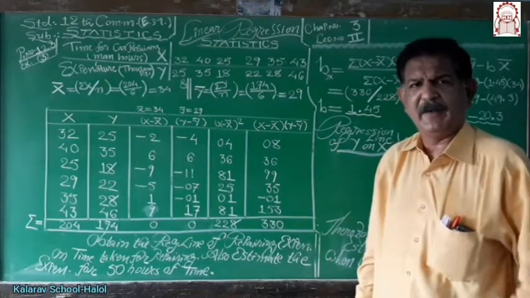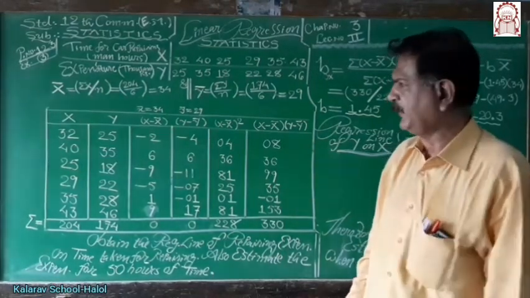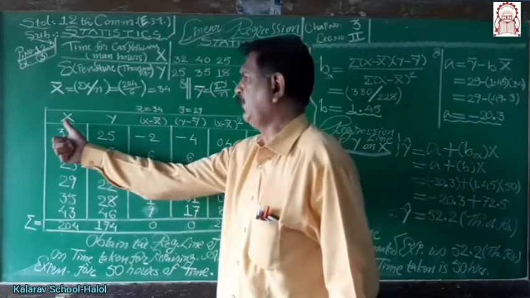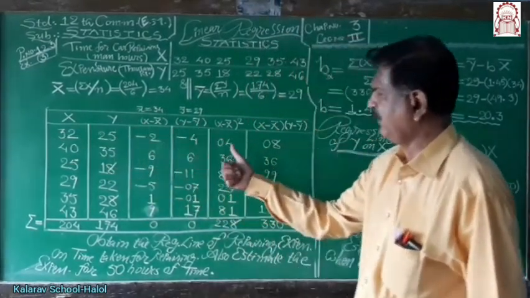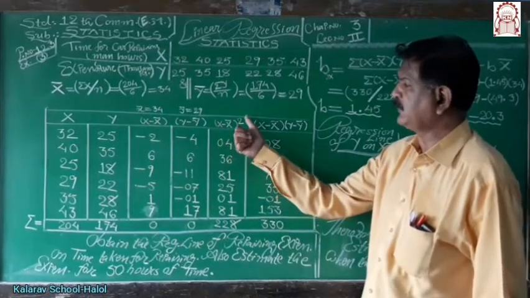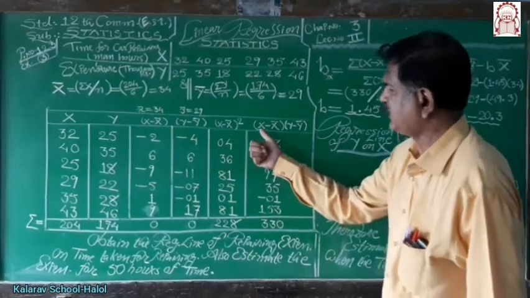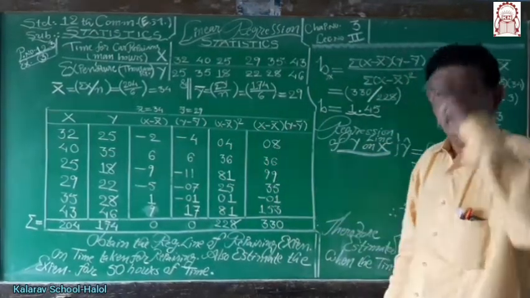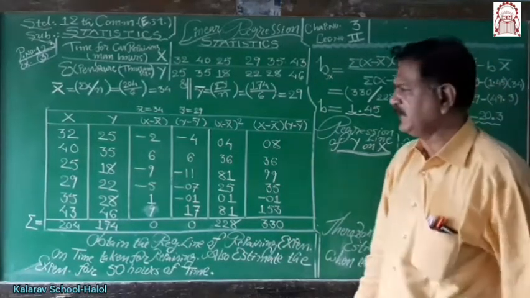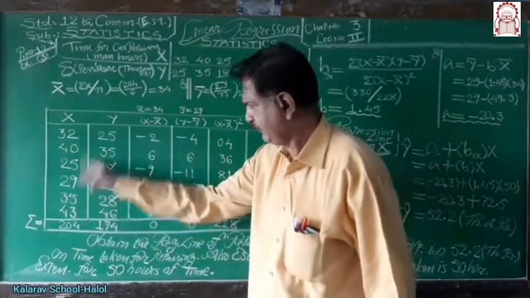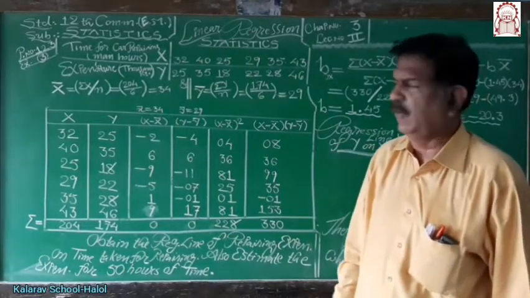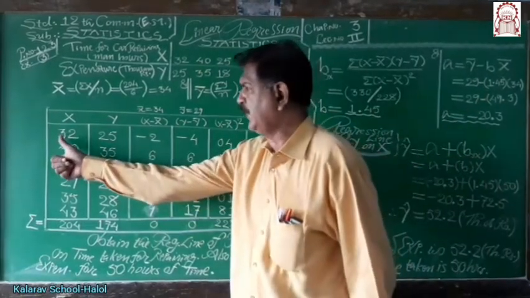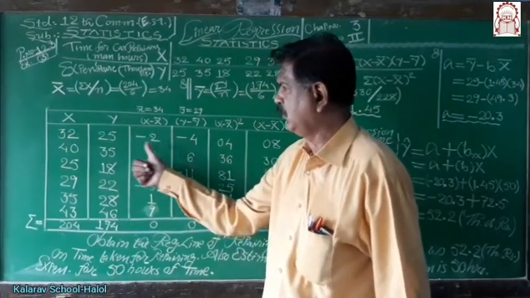And that is why we apply this method to prepare the table: column of x, column of y, x minus x bar, then y minus y bar, x minus x bar whole square, and finally x minus x bar into y minus y bar. Data for x and y remain as it is. Now subtract x bar from the value of x. X bar is 34. Therefore 32 minus 34, the answer becomes minus 2.